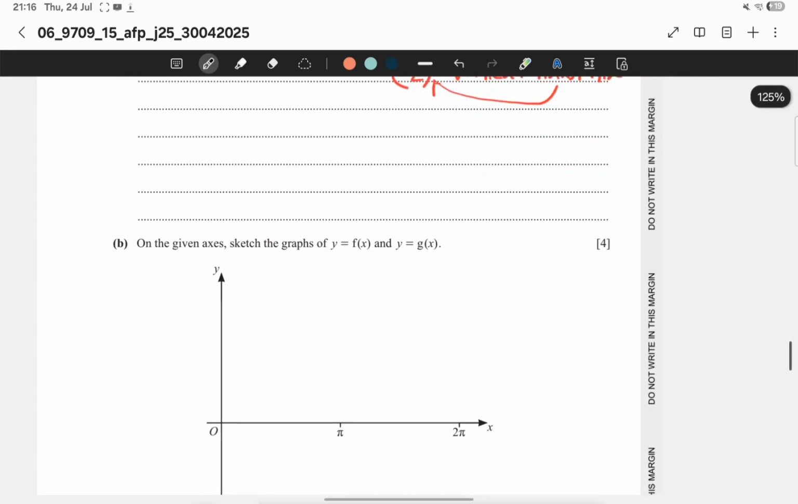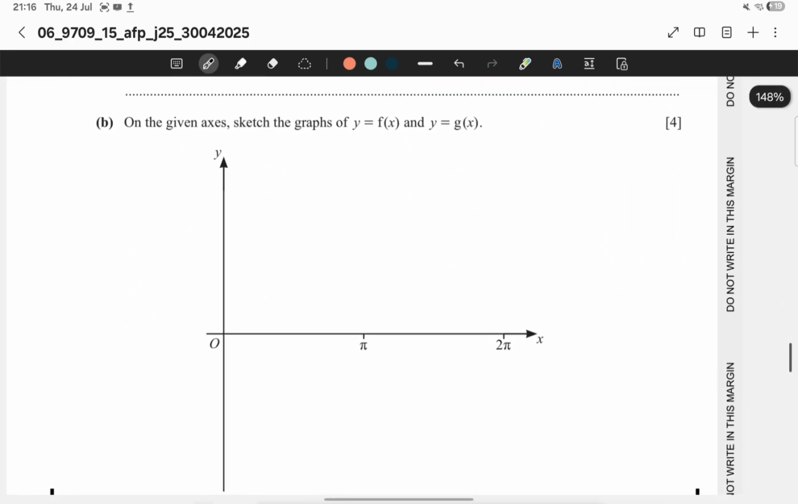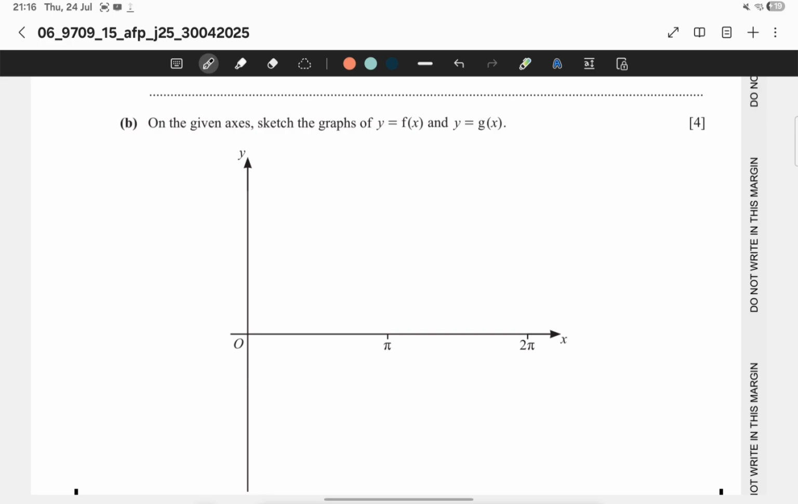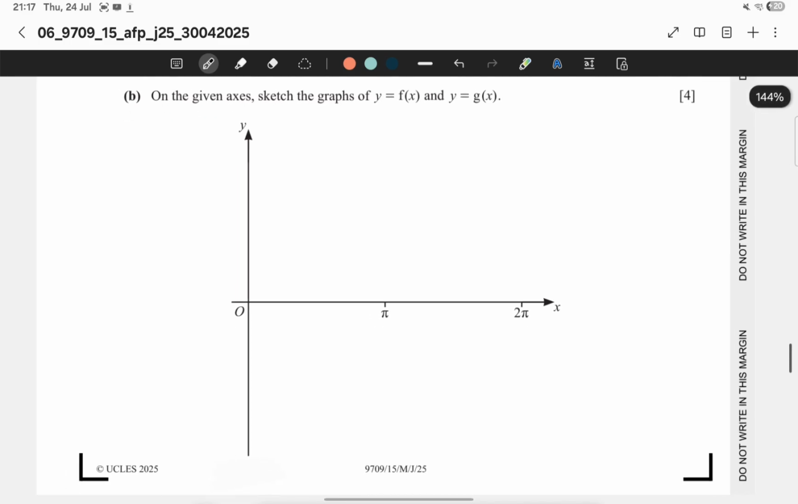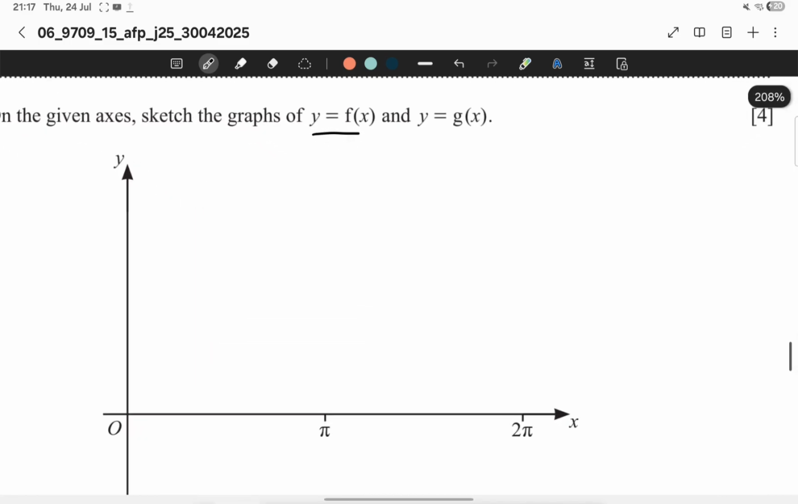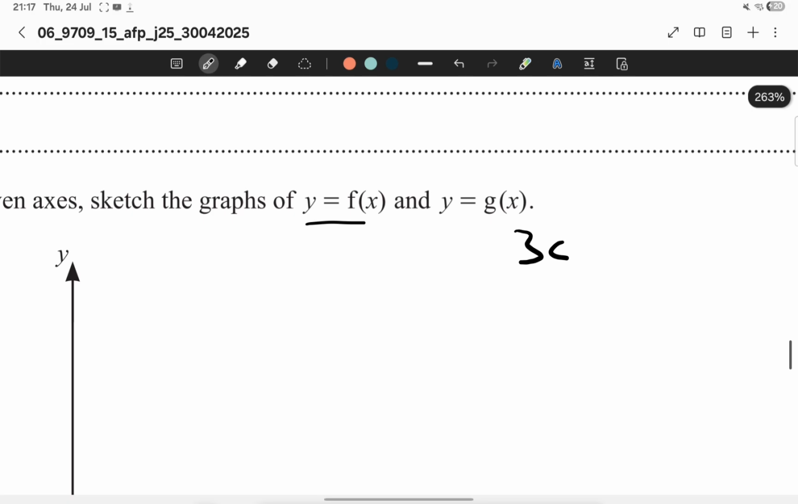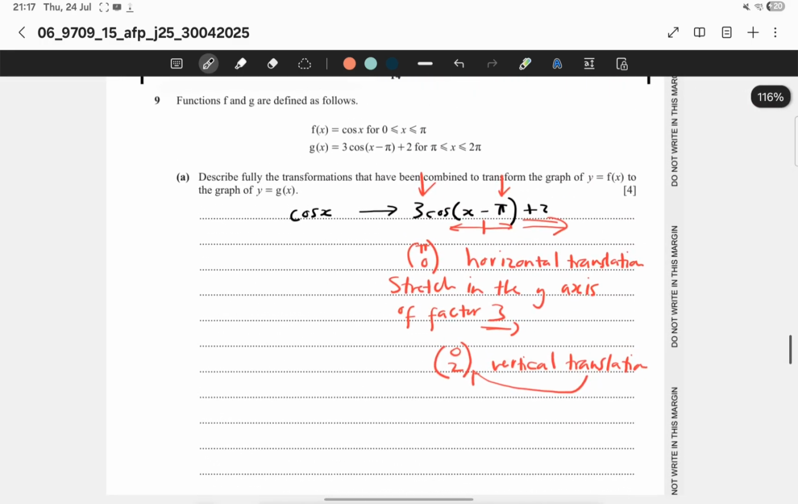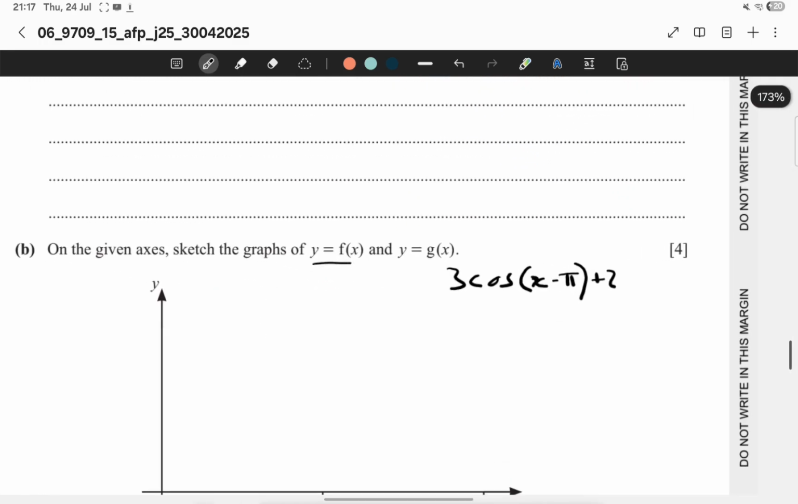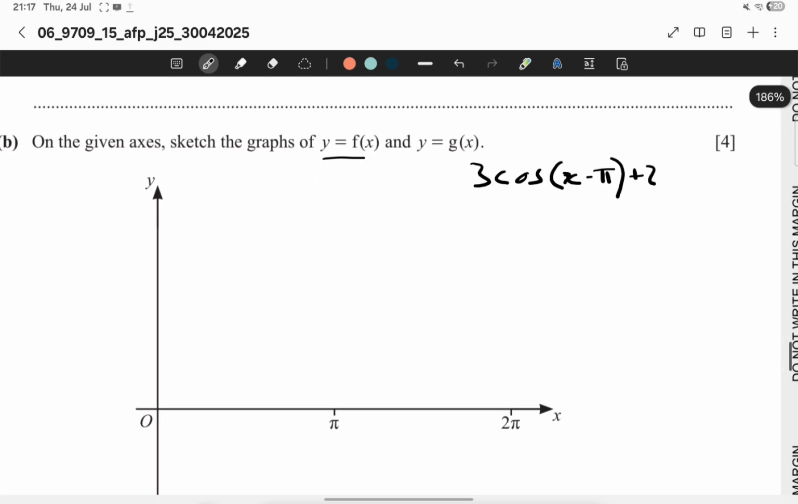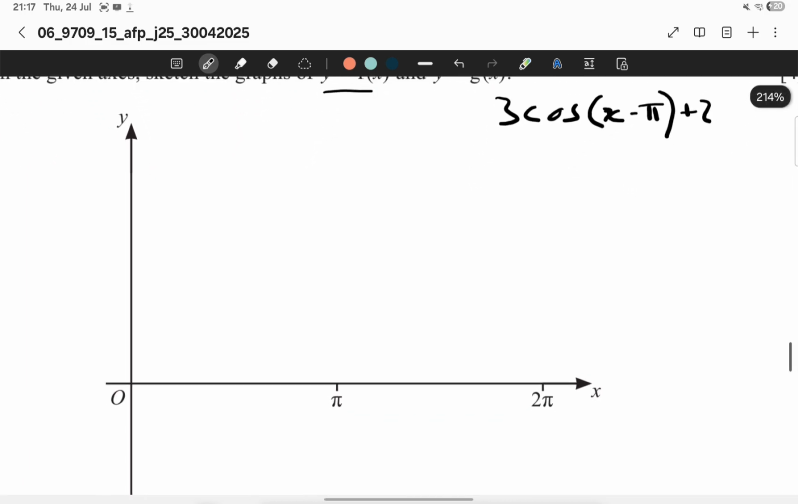And for part B, it says on the given axis, sketch the graphs of y equal to f of x and y equal to g of x. And for that, we know f of x is cos x, and the other one is 3 cos(x minus pi) plus 2. Let me just confirm. Yes, that's it. So we are going to sketch the graph of f of x first.